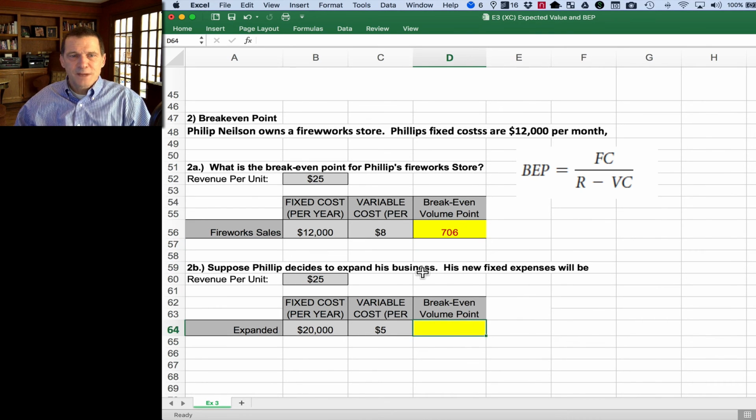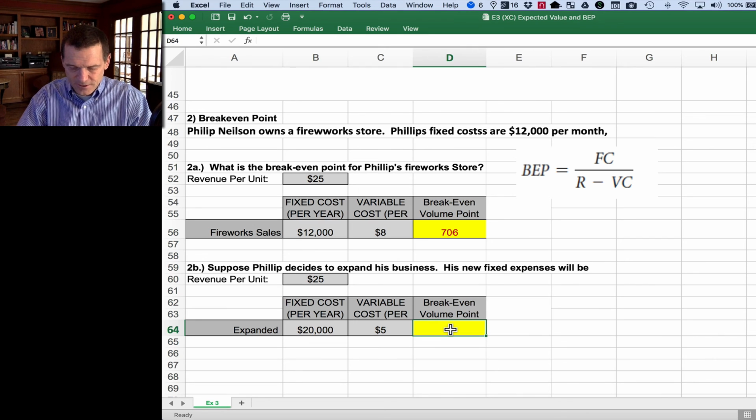If he expands his business, his fixed cost is going to go up, remember, and his variable cost is going to go down because he's confident he can negotiate a better price for the fireworks that he sells, that he can get that from $8 down to $5. That's significant, so he should be very confident of that. It's dangerous to just optimistically assume you're going to be able to negotiate that. He should have already negotiated it. He needs a good reason to think that that cost is going to fall.